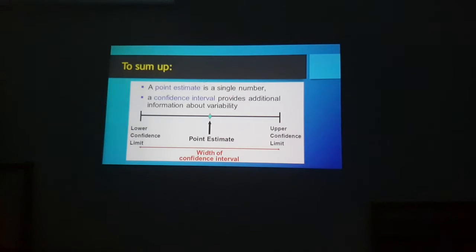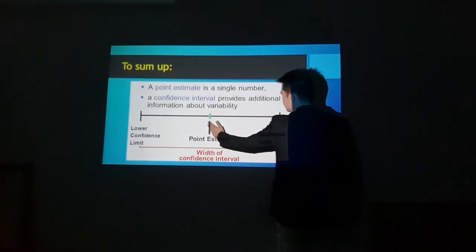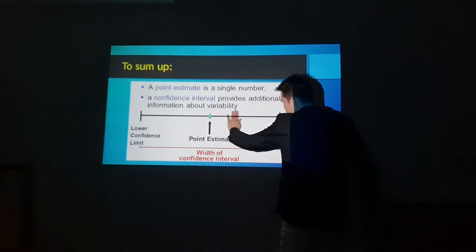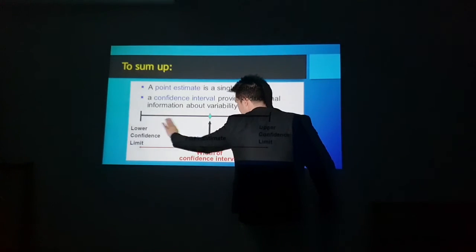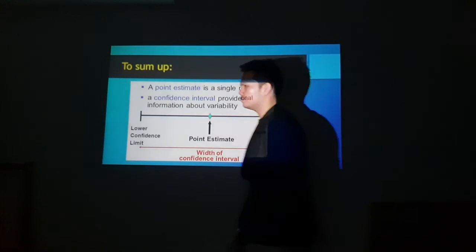A confidence interval provides additional information about variability. If this is the point estimate, the confidence interval is in this line: lower confidence limit, upper confidence limit.